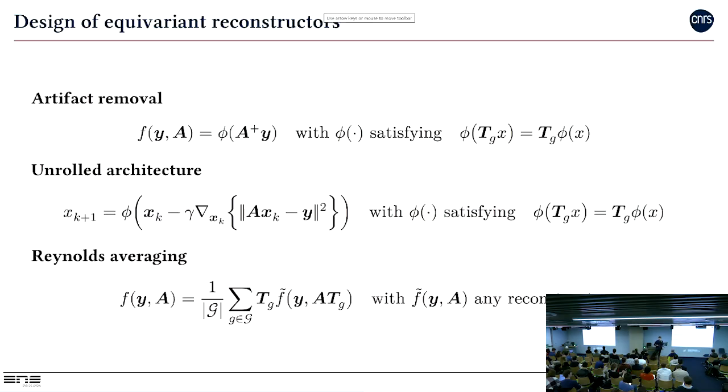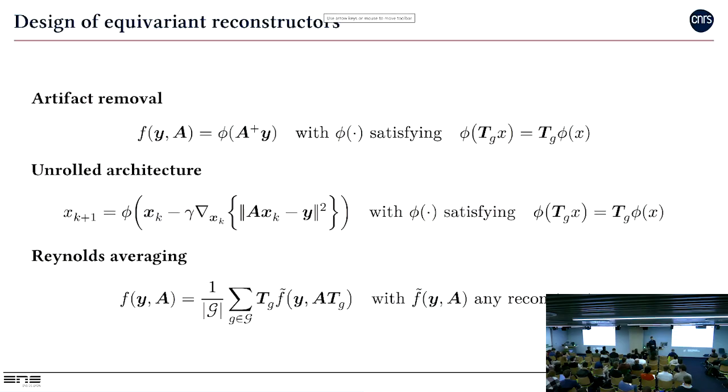Going even further, this is a trick that you can use to take whatever reconstruction algorithm and make it better at inference time by averaging over transformations. This trick is called Reynolds averaging: I take whatever function and average it over my group, and I get something that is equivariant. So all of these are equivariant reconstructors.